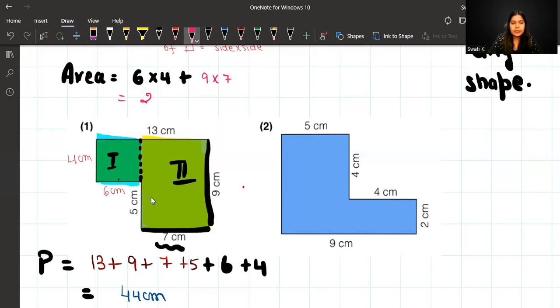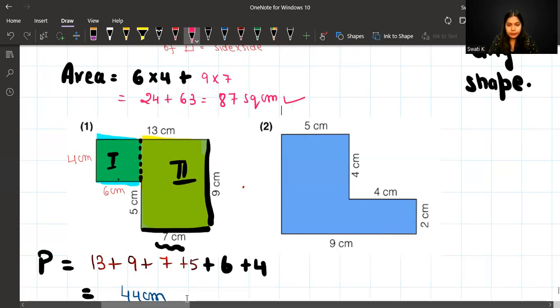So 6 times 4 is 24 and 9 times 7 is 63. The answer is 87 square centimeter, and that's the answer. That is it. We are done with this. Now we can go to the blue shape.